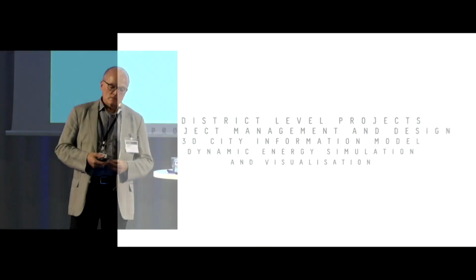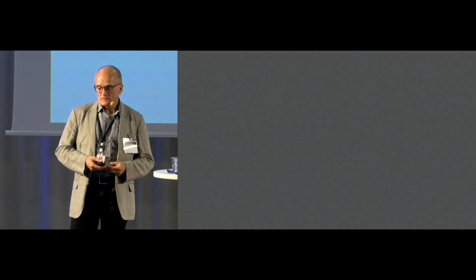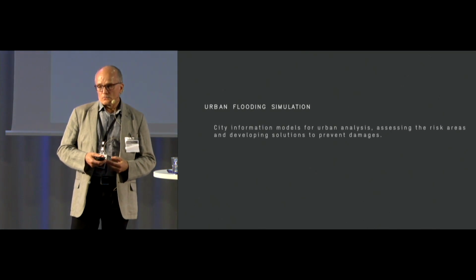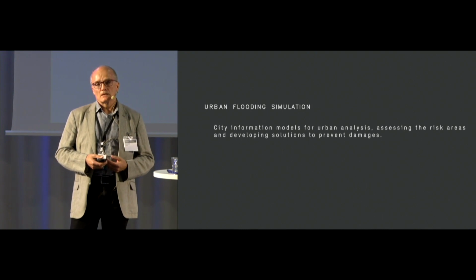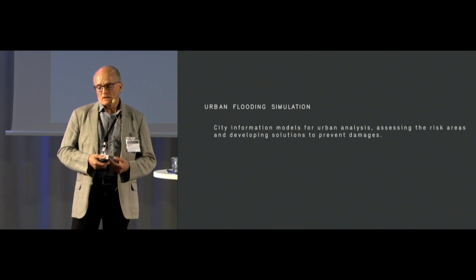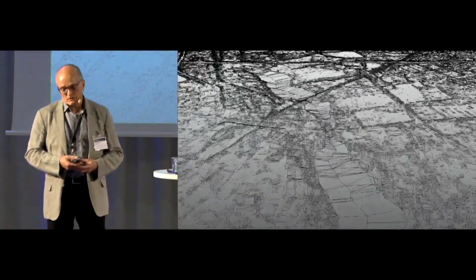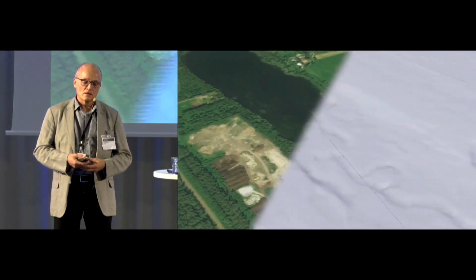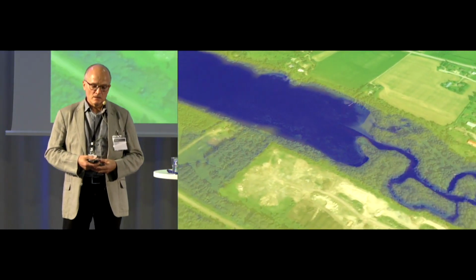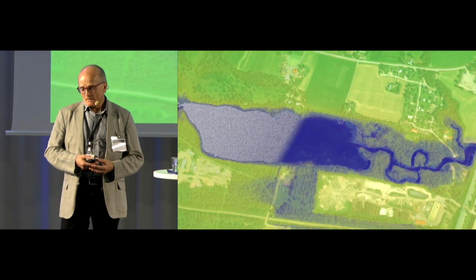So, just an example also of other uses of building information modeling, and this is flooding simulation. This is a way to prepare for possible floods, and what kind of extent they have, and how much or what kind of damages they can cause. And then on the other hand, you can also look at how to prevent the damages. So this is a river and a small lake in the river.